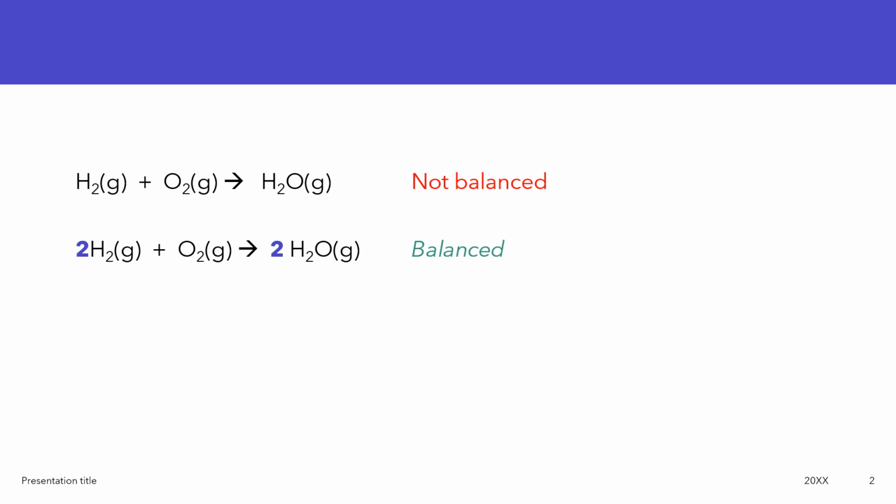So now let's look at the whole thing and see if it's balanced. Now we have 4 atoms of hydrogen in the reactant side and 4 atoms of hydrogen in the product side. Okay, great. For oxygen, we have 2 atoms of oxygen in the reactant side and 2 atoms of oxygen in the product side. Perfect. So now this equation is balanced.